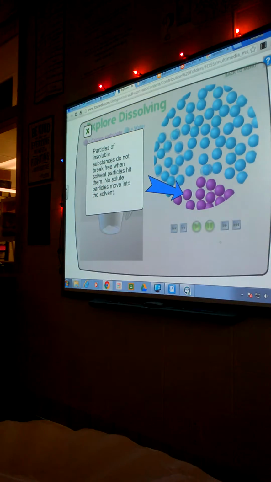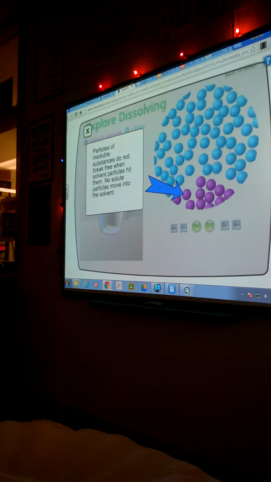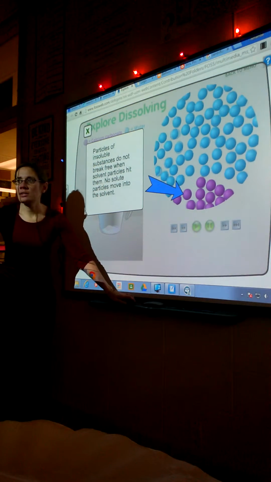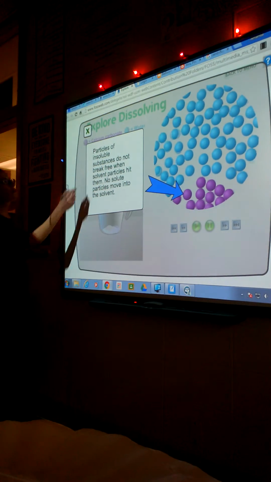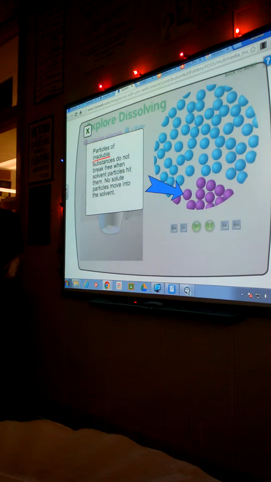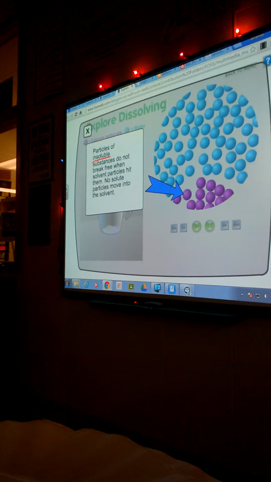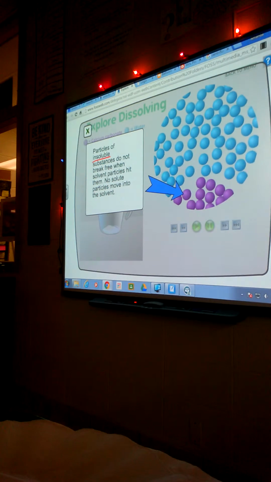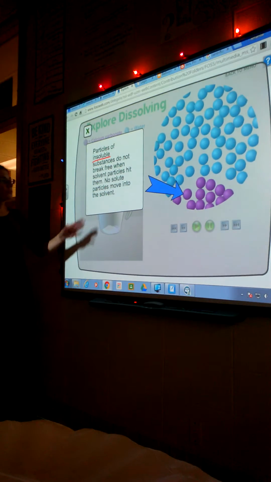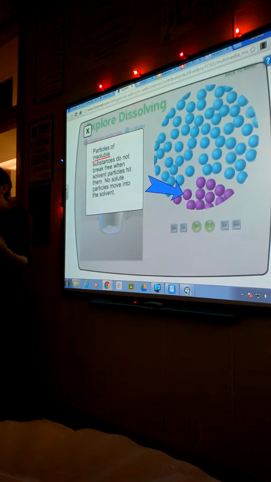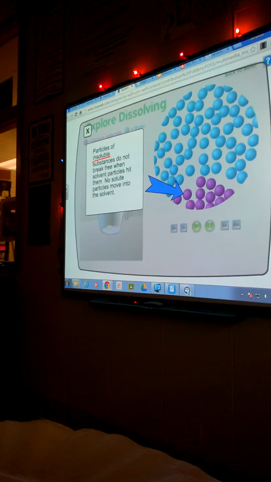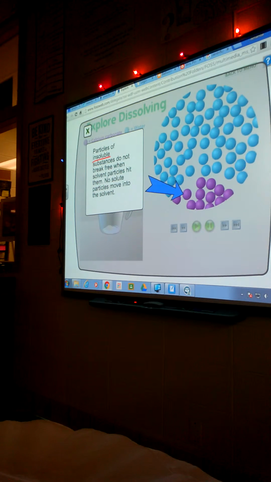Let's take a look at the info on that. So particles, now they threw a new word in there. Particles of insoluble substances do not break free when solvent particles hit them. No solute particles move into the solvent. So not all things can dissolve, but this new word insoluble, how would you want to define that? It's another new word for us.